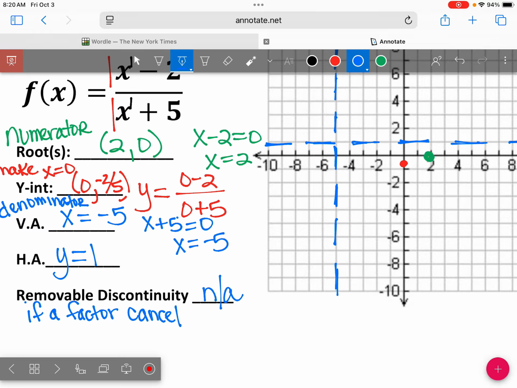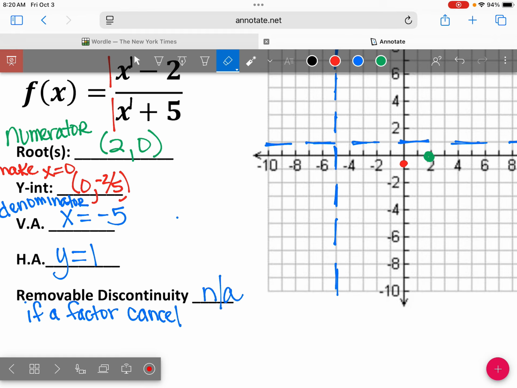So from here, we just need to make a T-chart. Now, I recommend, so everyone always says, what numbers do you use? That changes depending upon your graph. I'm noticing that I don't have anything around my vertical asymptote. So I would definitely put in -4 and -6. Let's see what's happening on both sides of the asymptote. So let's start off with that.